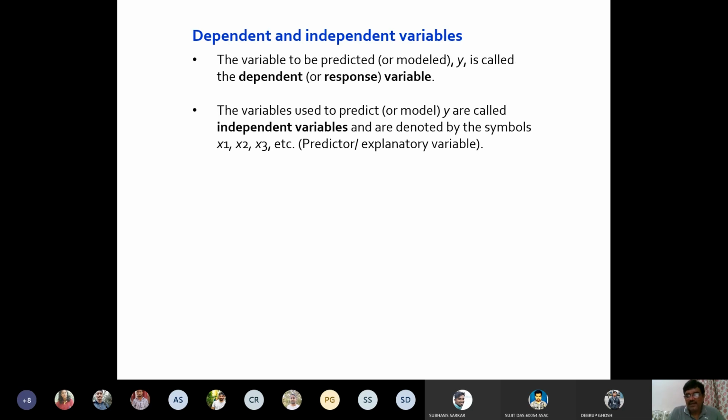So let us see dependent variable and independent variable. The variable to be predicted or modeled is called y. That is the dependent variable or a response variable. Means it is the result of the independent variable. And the variables used to predict or model y are called independent variables and are denoted by symbols x1 and x2. So actually the independent variable is the cause and the dependent variable is the result or effect. So I think you understand, in fertilizer and yield, your fertilizer is the independent variable and your yield is the dependent variable.